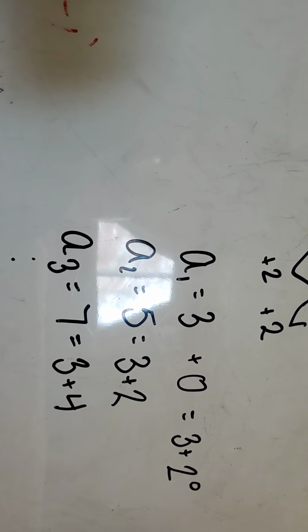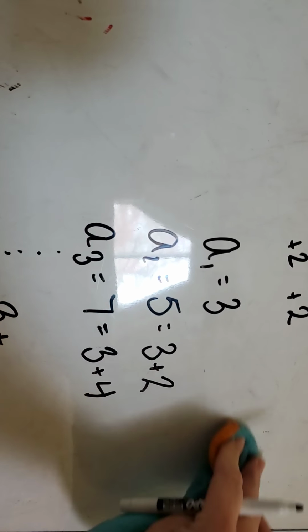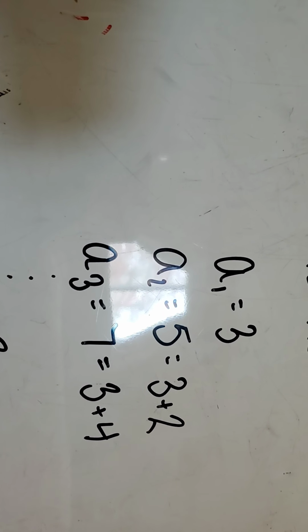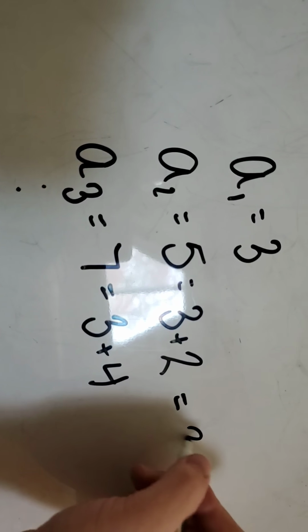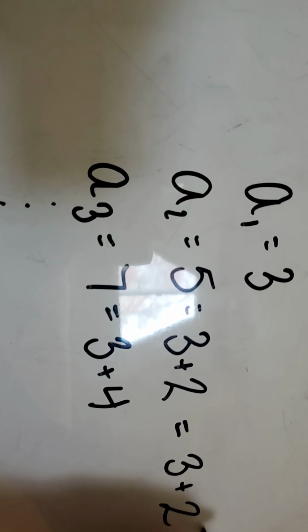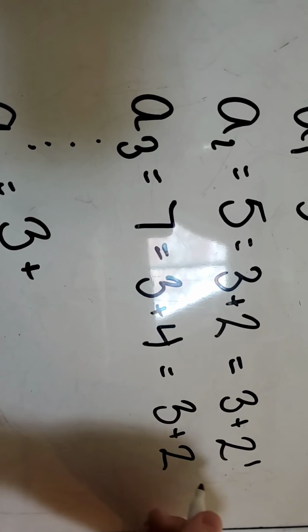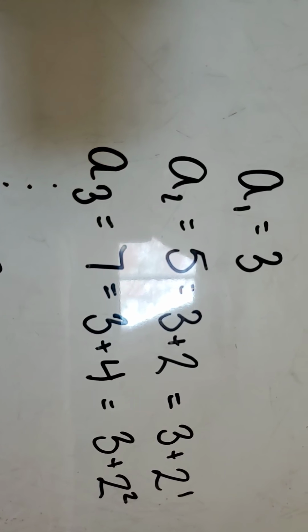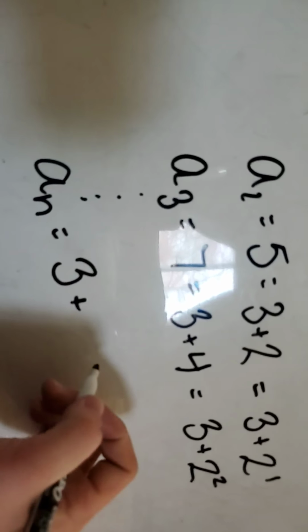Oh, oops. No, it's not. Sorry. Oh, I see what I'm doing. Okay, my fault. Caught myself in my own thoughts there. This is 3 plus 2 to the first power. This is 3 plus 2 to the second power. And now I'm trying to figure out how I'm going to write this as AN.